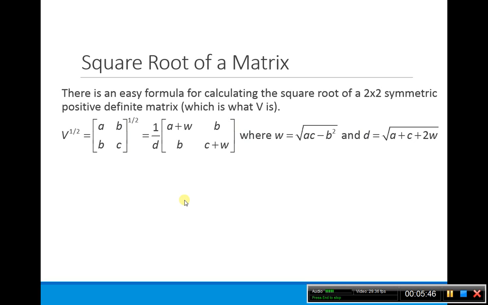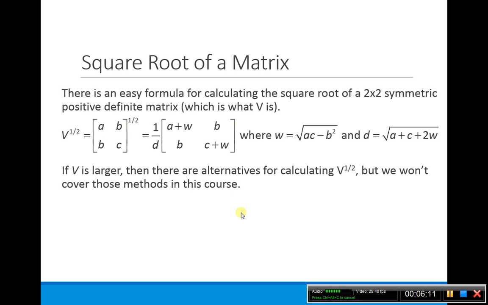There's lots of times people need to find various ways of finding the square root of a matrix, or matrix raised to the 1/2 power, because this isn't necessarily an easy task. If it's a 2 by 2 matrix and it's positive definite, which is definitely what we have, then it's a little bit easier and we can just use this formula. If v is larger, then there's alternatives for calculating v to the 1/2, but we're not actually going to cover those methods in this course. Any good numerical linear algebra book can give you good ways of calculating v to the 1/2.